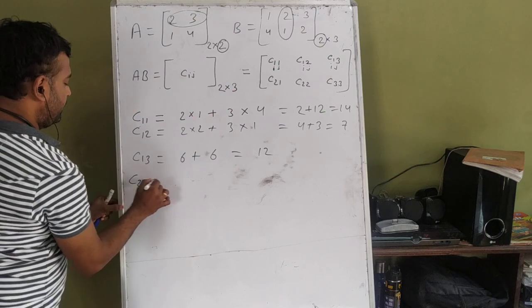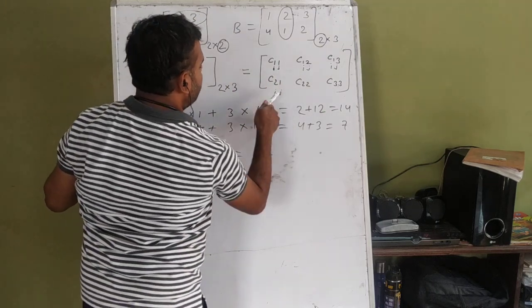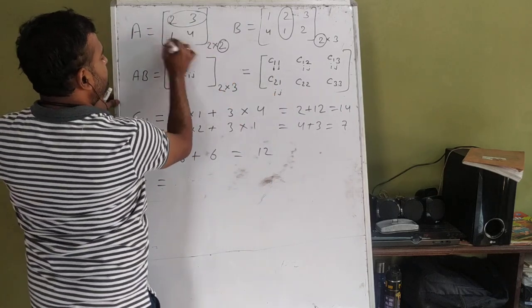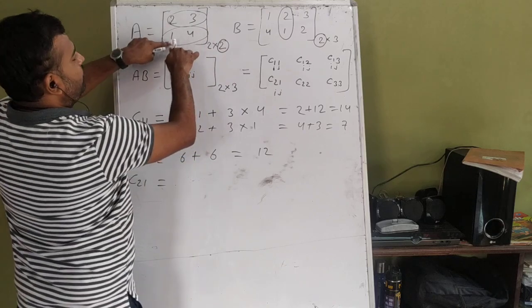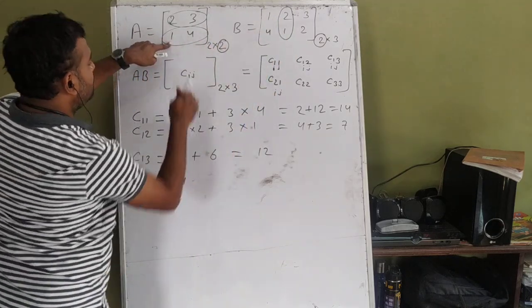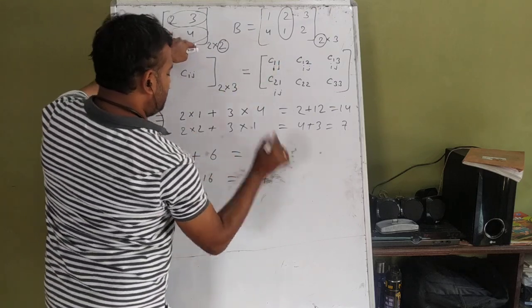Now C21. C21 means I equals 2 and J equals 1. Ith row of the first matrix, this one is there. Then first 1 into this one, 1 into 1 is equal to 1, and 4 into 4 is equal to 16, that is equal to 17.